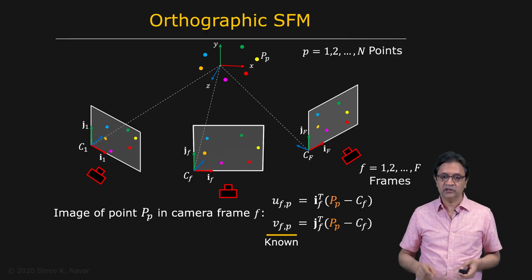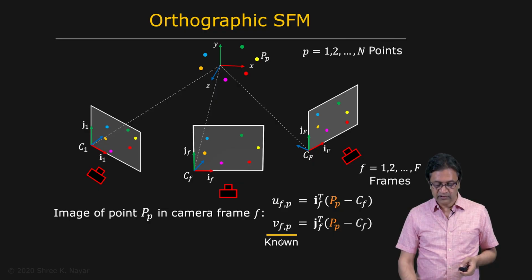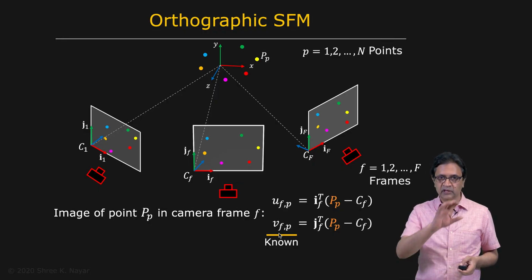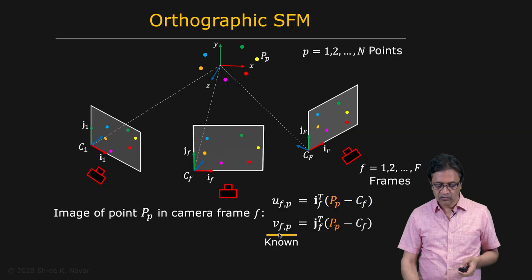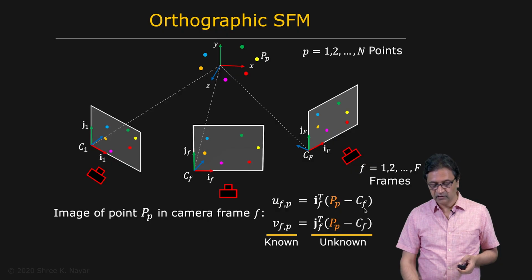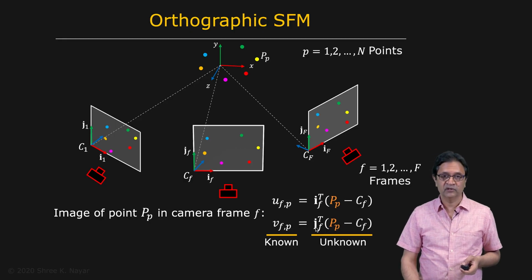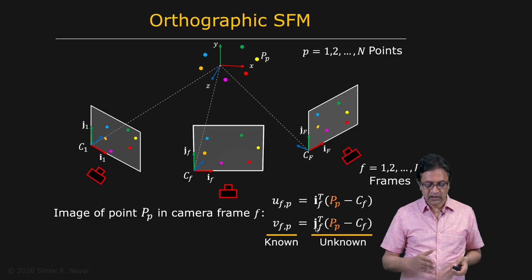And so what's known to us are all of these measurements that we have taken. Let's take our camera, we move it around, we get a whole bunch of these measurements after tracking each point. What we don't have are essentially all the unknowns on the right side. There's nothing on the right side that's known to us. What is of interest to us is, of course, P sub P, but unfortunately for us, we don't know CF or IF or JF. So how do we approach this problem?